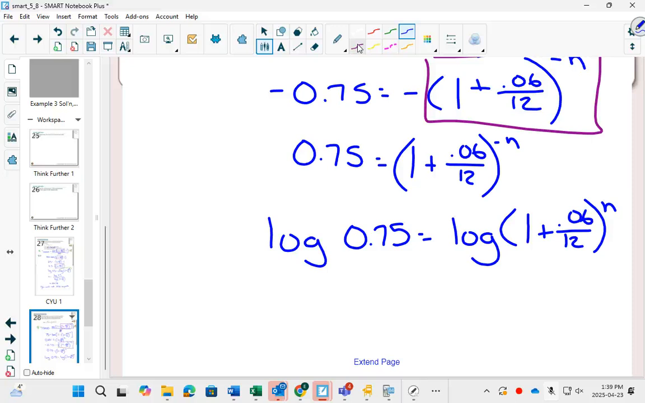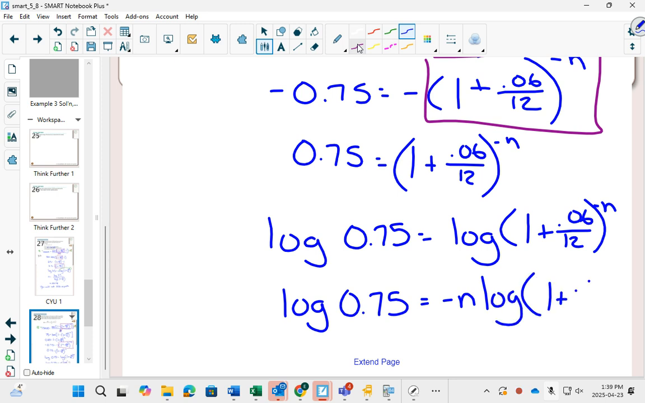Negative n. Oh, I shouldn't have enjoyed the mark so much. I forgot the negative. And now I can bring that negative n out in front and enjoy that mark. That's another whole mark you get. So nice.